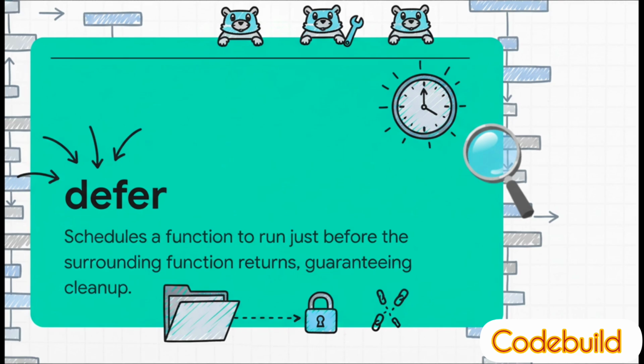You put defer in front of a function call, like defer file.Close, and you're telling Go, hey, I don't care how this function ends. If it works, if it fails, if it panics, I want you to run this cleanup code right before you leave. It's a guarantee you won't leak resources like file handles or forget to unlock something important.